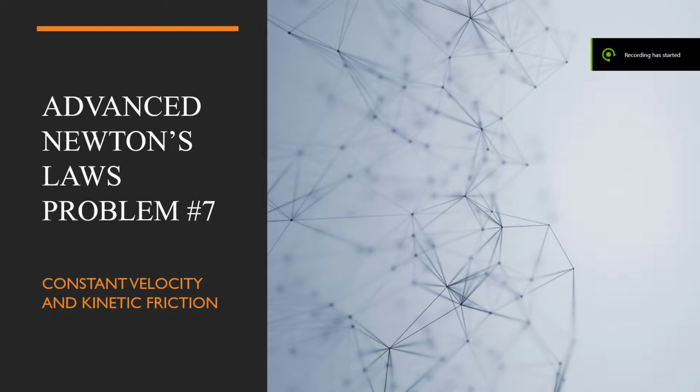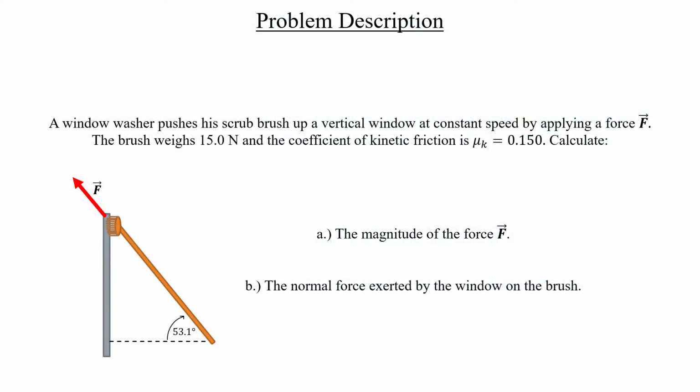Good afternoon, folks. Here's our review problem for today. We have a window washer who is pushing his scrub brush up a vertical window at a constant speed by applying a force as shown in the picture below by this red F arrow. The brush weighs 15.0 newtons and the coefficient of kinetic friction is 0.150.